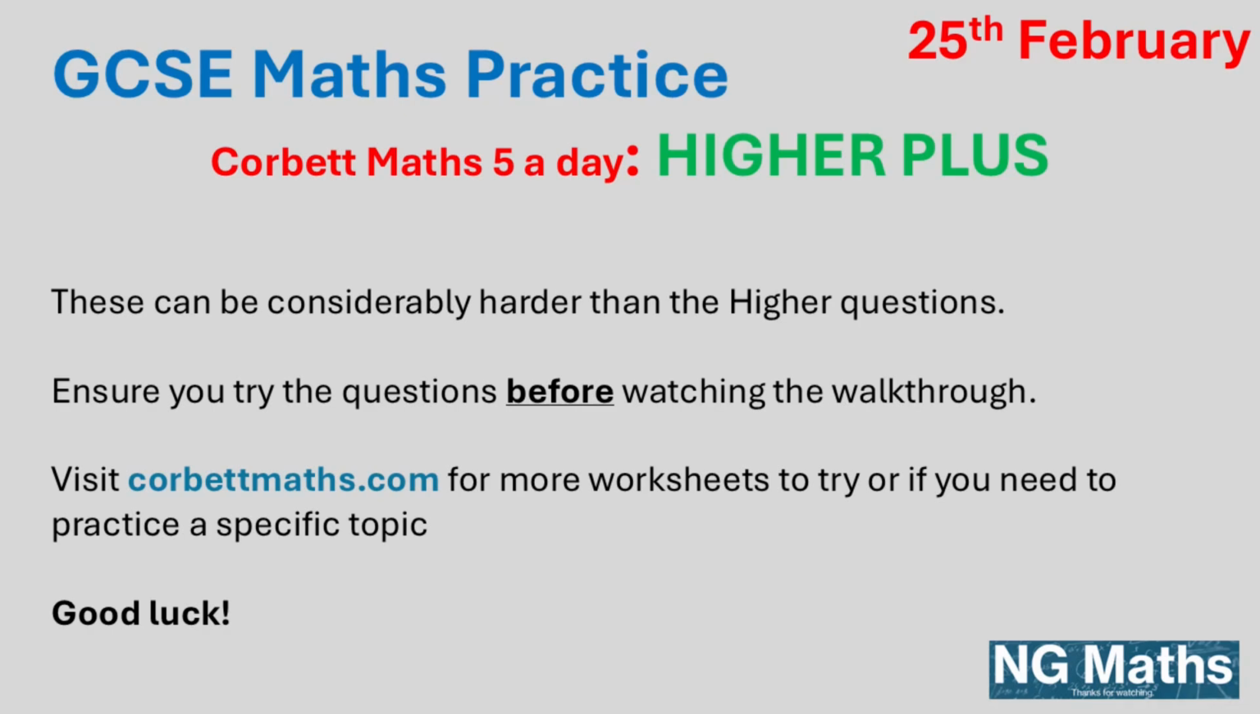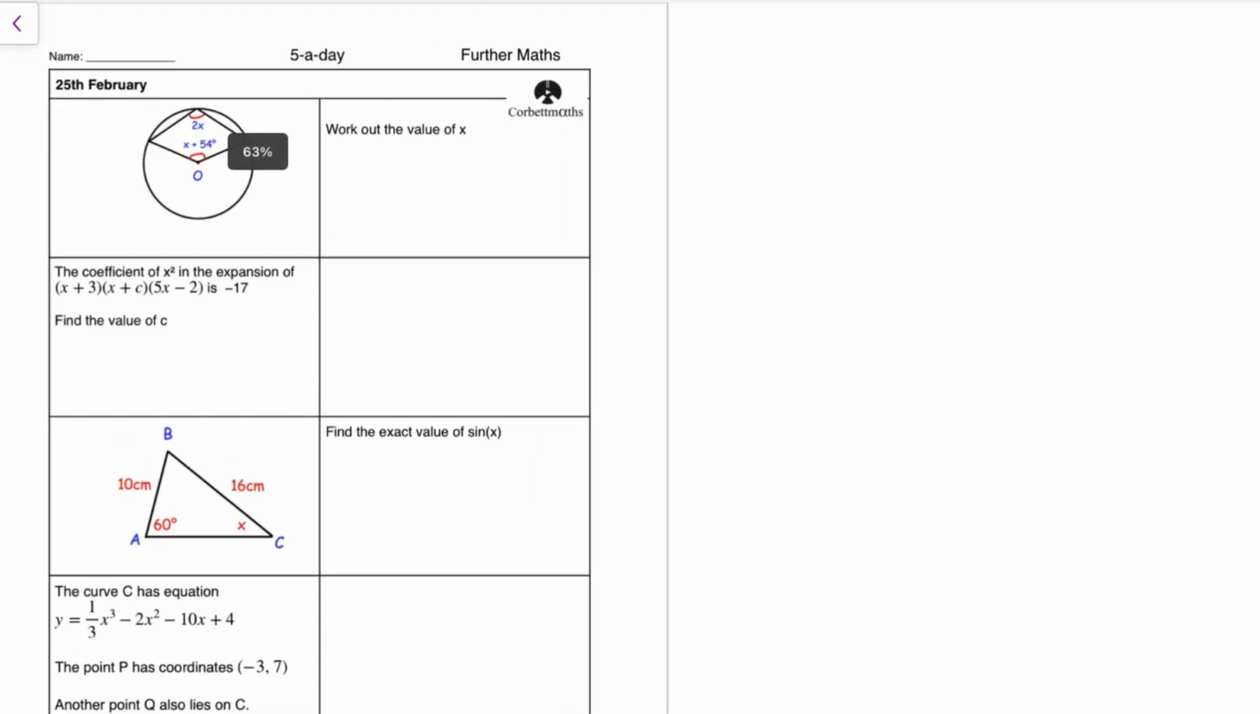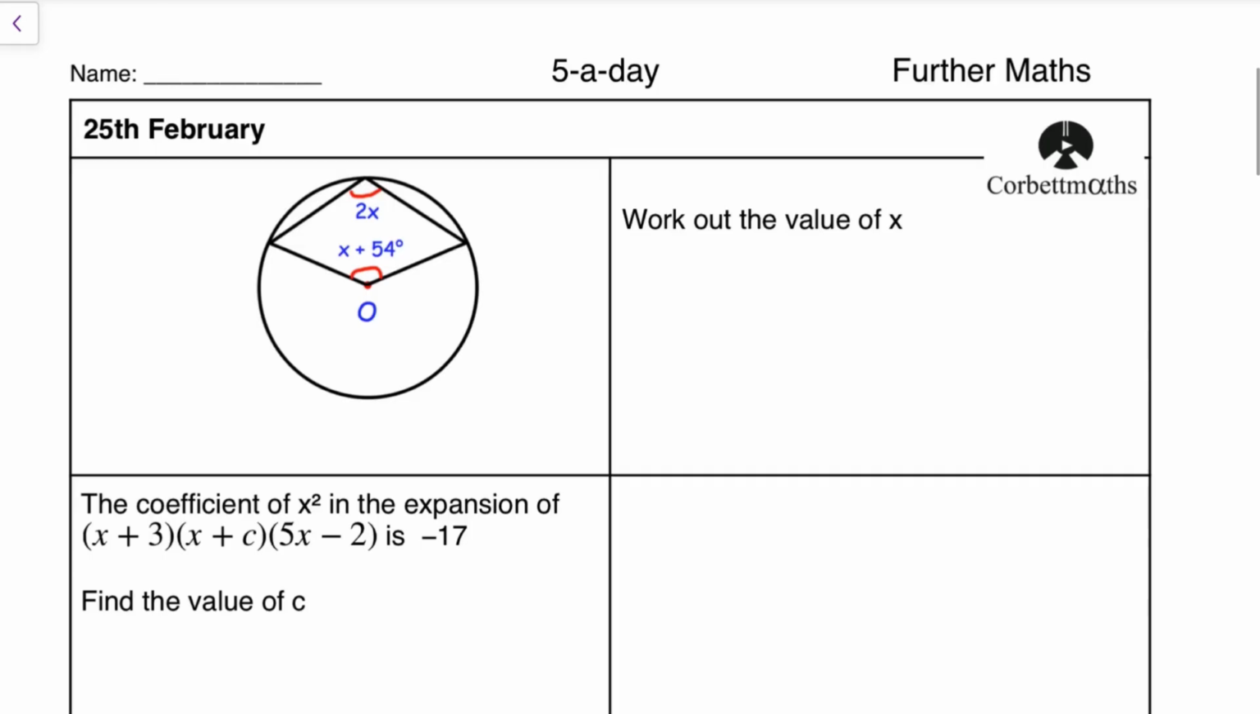And welcome back, and we're on to the Corbett 5 a day for further maths, and let's have a look at the first question. Right, so it's obviously a circle theorems question. It is one of those whereby it's easy to get it wrong if you jump in too quickly. The circle theorem you might be thinking of is the angle at the circumference is twice the angle at the centre, but that angle there goes to this angle here.